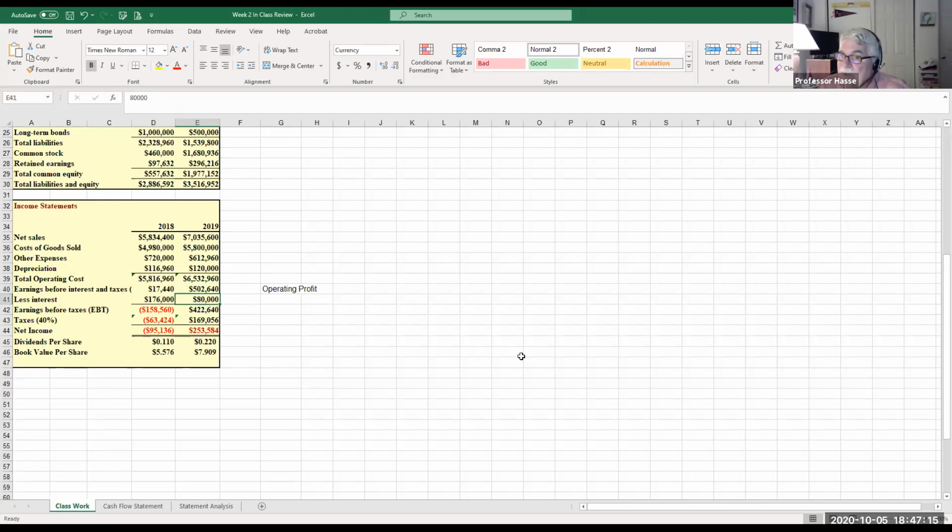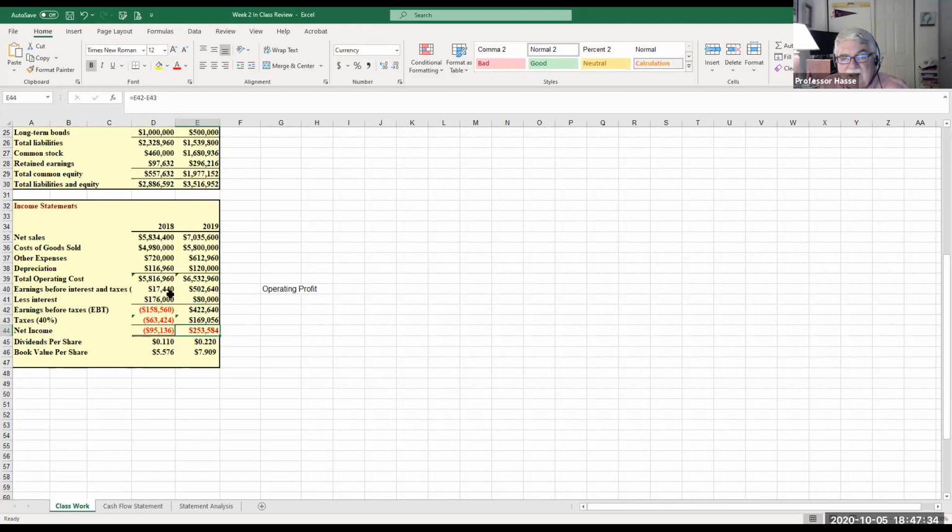notice their interest expense dramatically lower from the prior year. They must have paid off some debt. And thus they had a profit. They paid 40% of that profit, and thus there's their net income. So a couple things here of interest that we're going to need to know.